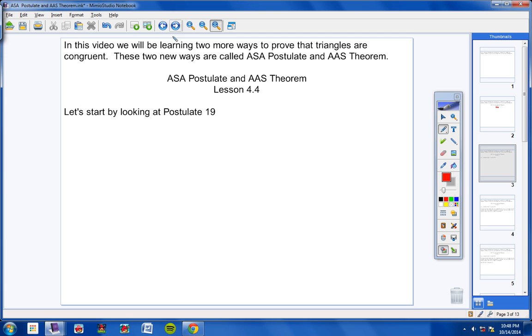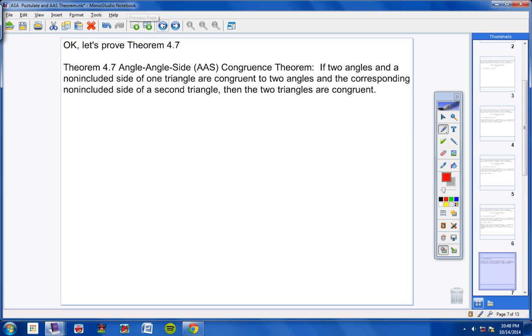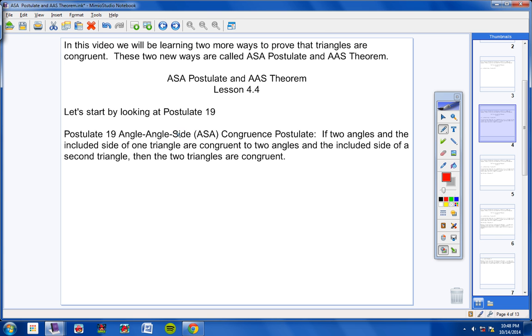Alright, let's move on. Now, let's start off by looking at postulate number 19. Please copy this in your notes. I will pause a couple minutes while you copy this. Postulate 19 is the angle, angle, and actually I typed this incorrectly. Hold on one second here, guys. Okay, sorry about that. This is the angle, side, angle, congruence postulate. So please make that correction and please copy this in your notes.